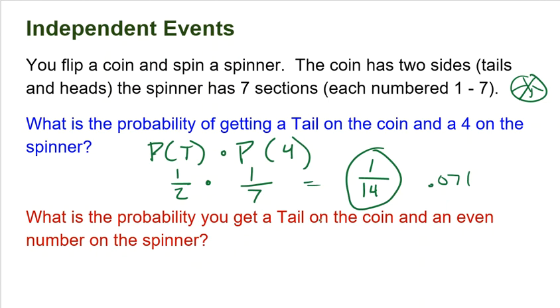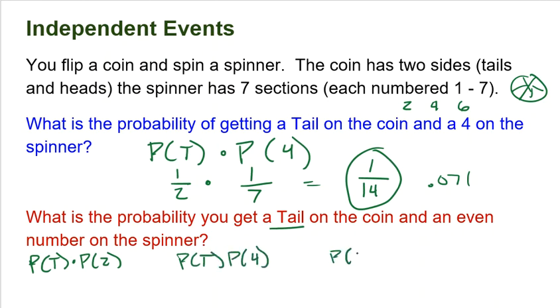What is the probability you get a tail on the coin and an even number on the spinner? Okay, so I need to get a tail and an even number, but there's multiple even numbers. There's a 2, there's a 4, and there's a 6. So I got to consider 3 scenarios. I could get a tail, and then I can get a 2, or I could get a tail, and then I could get a 4, or I could get a tail and then I can get a 6.